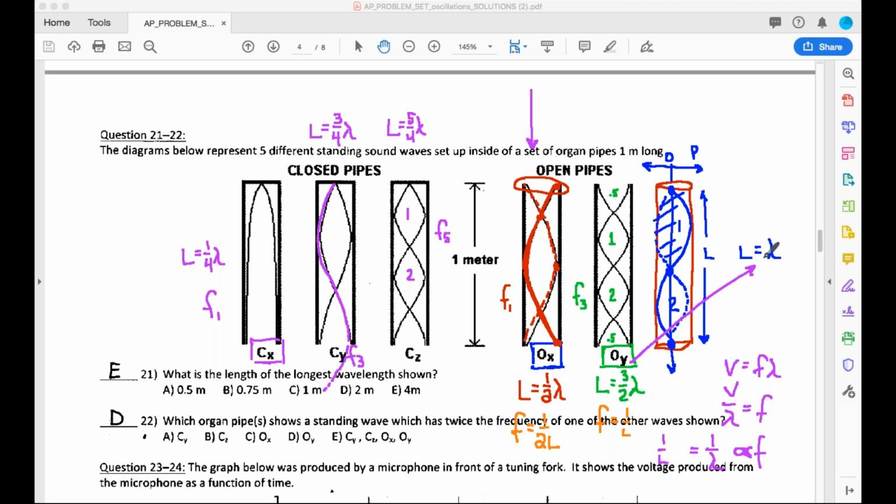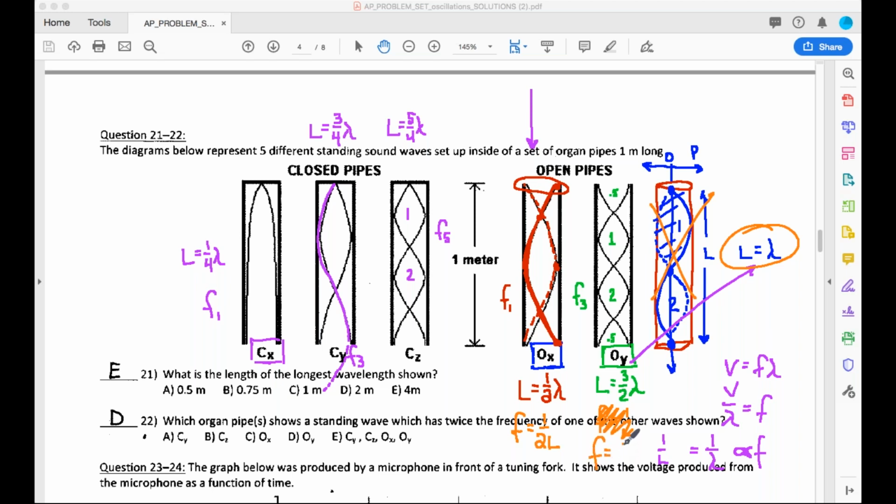Now wait a second, I made a mistake. This is not correlated with OY. I kind of just drew this randomly over here, so that is not one of the 5 tubes. So I need to kind of redo this one here.